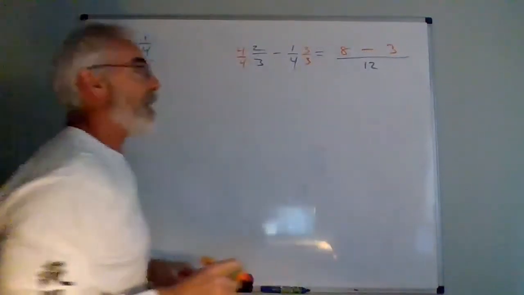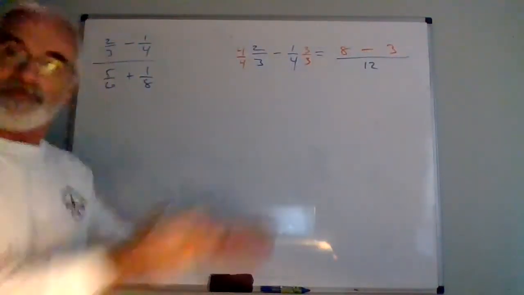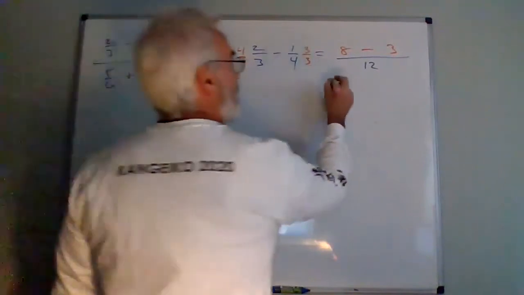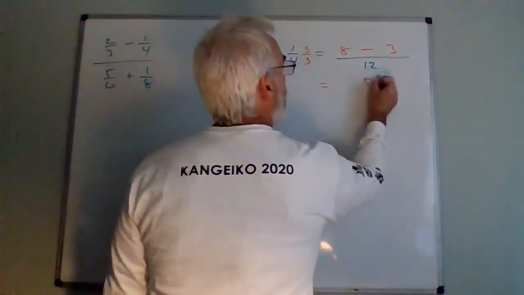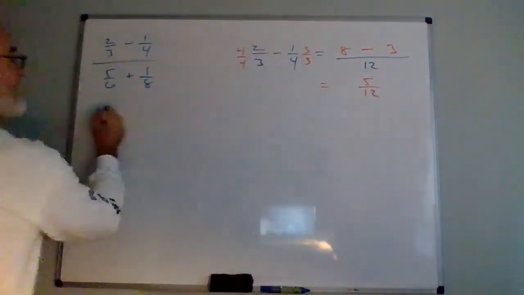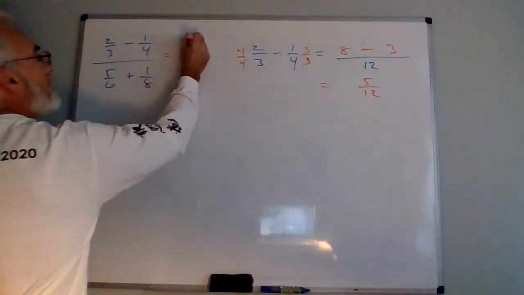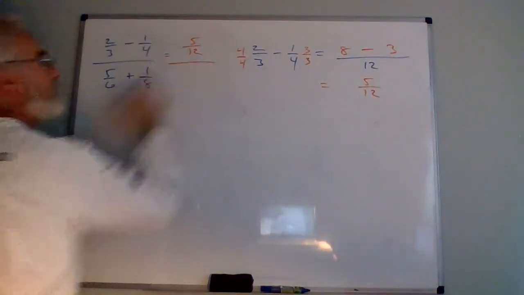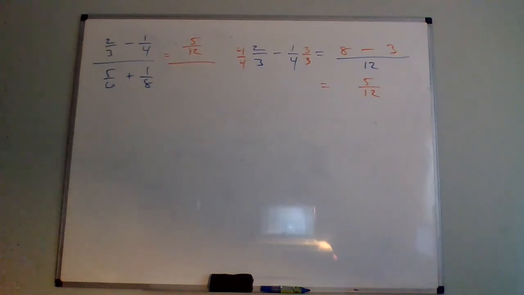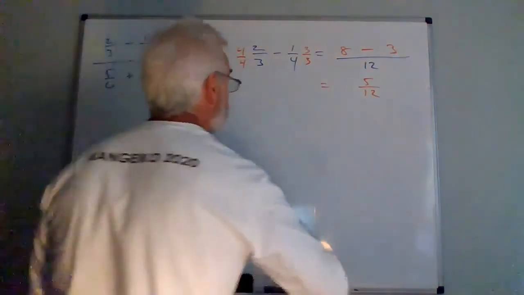You notice I'm not even going to bother writing 8/12 minus 3/12. I'm just going to put them in the quotient right there. Save myself some time. That's 5/12. I can say now that this is equal to 5/12 over something. All right. Now let's do the denominator.